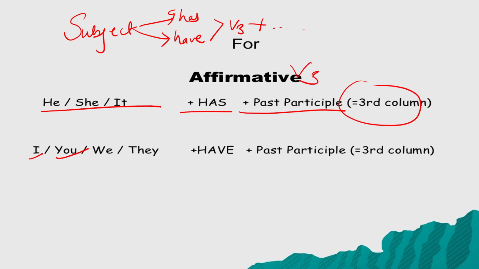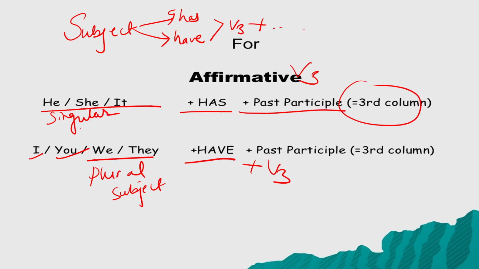Similarly, I, you, and plural subjects, they take what? They take have and then past participle. Okay, so now clear? I hope now you are clear. So don't get confused. When we have to express any action using present perfect form, then we have to be careful about subject. If subject is singular, then we have to use has and past participle. If subject is plural, then we have to use have and past participle.